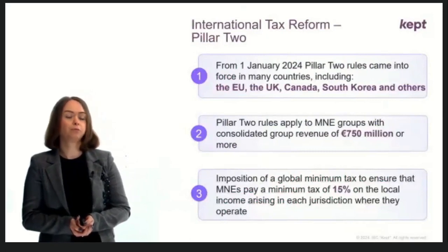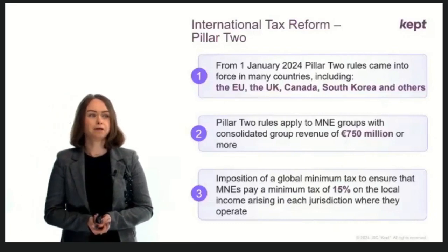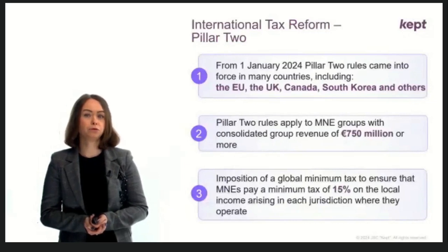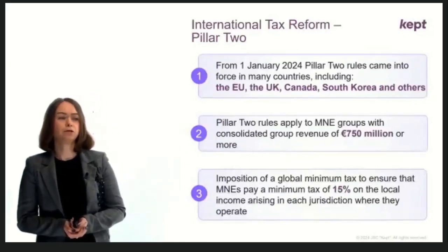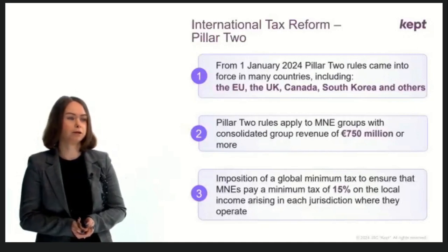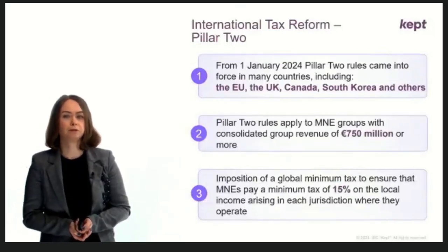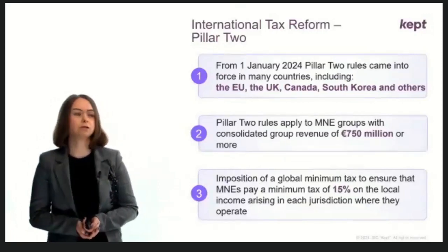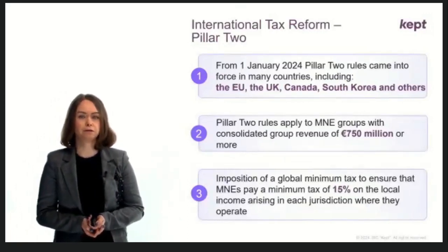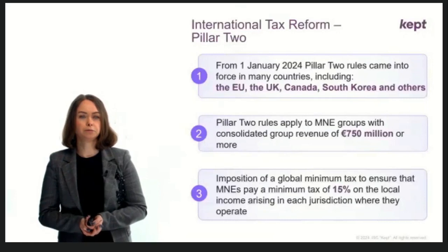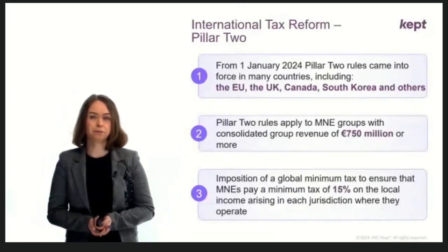In this part, I will briefly update you on the current status of the implementation of the Pillar 2 model rules. Starting in 2024, many countries have already implemented Pillar 2 rules into their domestic law, including EU countries, the United Kingdom, Canada, South Korea, and other countries. Let me remind you that Pillar 2 rules introduce a global minimum tax for multinational groups with consolidated revenue of 750 million euros or more. This measure is designed to prevent profit shifting to low-tax jurisdictions.